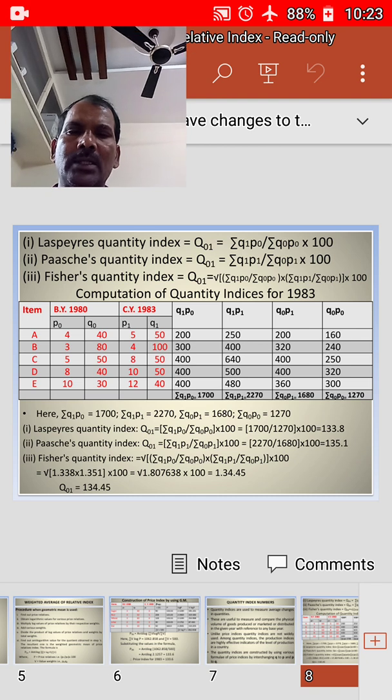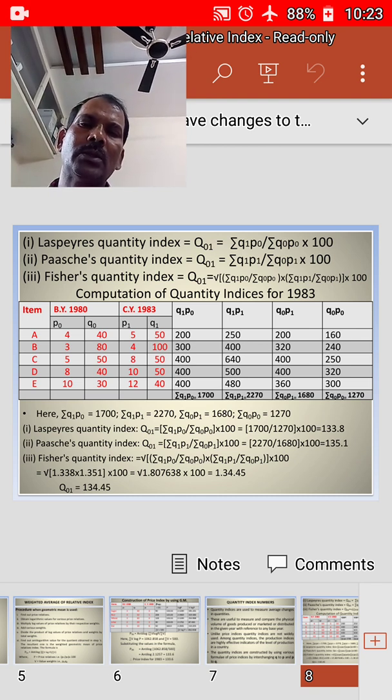Next, Paasche's quantity index, that is Q01, which is equal to sigma Q1 P1 by sigma Q0 P1 into 100, which is equal to sigma Q1 P1, we know that, 2270, by sigma Q0 P1, we got as 1680, which is multiplied by 100.